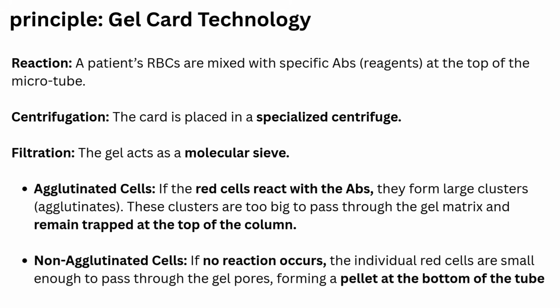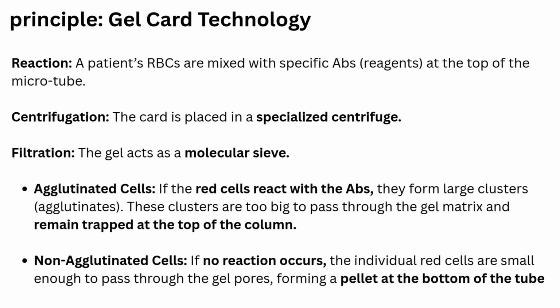Next, we move on to centrifugation. This is where the magic happens. The card is placed into a specialized centrifuge, which helps to apply the necessary force for the separation process. And finally, we have filtration. The gel acts as a molecular sieve during this stage. If the red cells react with the antibodies, they form large clusters called agglutinates. These agglutinates are too big to pass through the gel matrix and remain trapped at the top of the column.